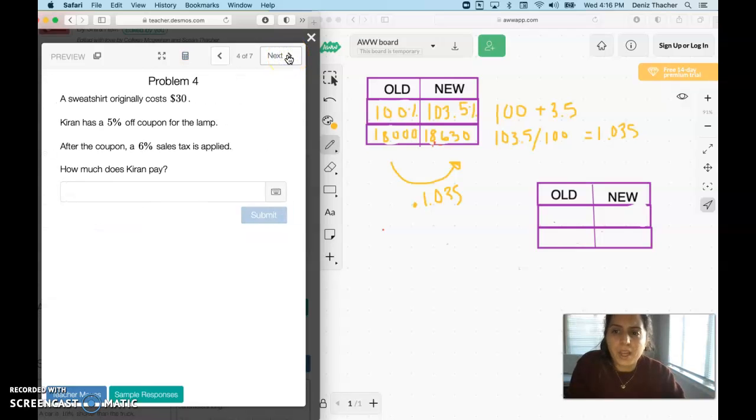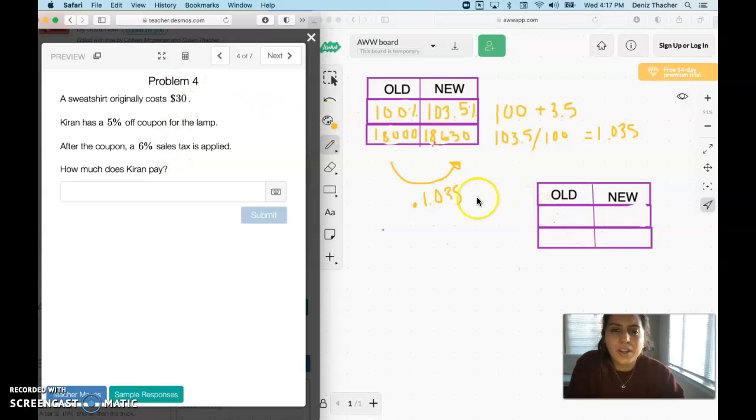Problem number 4. A sweatshirt originally cost $30. Kieran has a 5% off coupon for the lamp. I think it means sweatshirt. After the coupon, a 6% sales tax is applied. How much does Kieran pay?